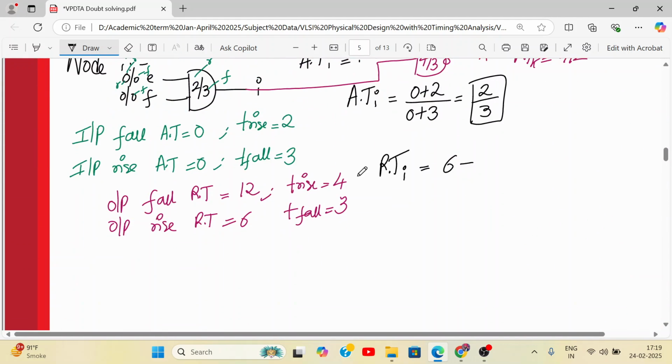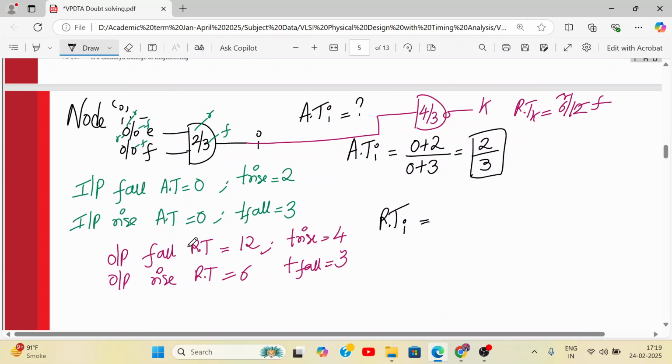This is correct. So how will you calculate? Sorry, it will be, so it's an inverting gate. It will be output fall return time minus T fall divided by output rise return time minus T rise. So it will be 12 minus 3 upon 6 minus 4. It will be 9 by 2. This is the return time at node I.